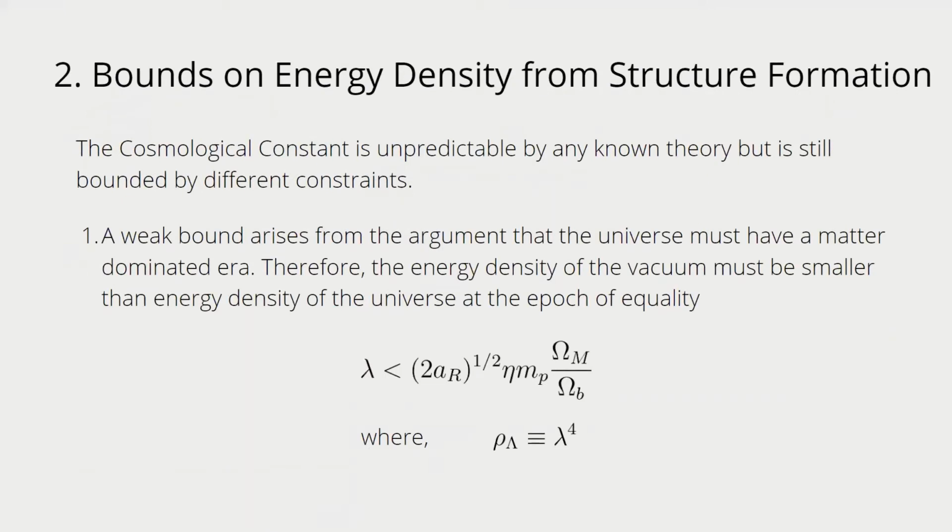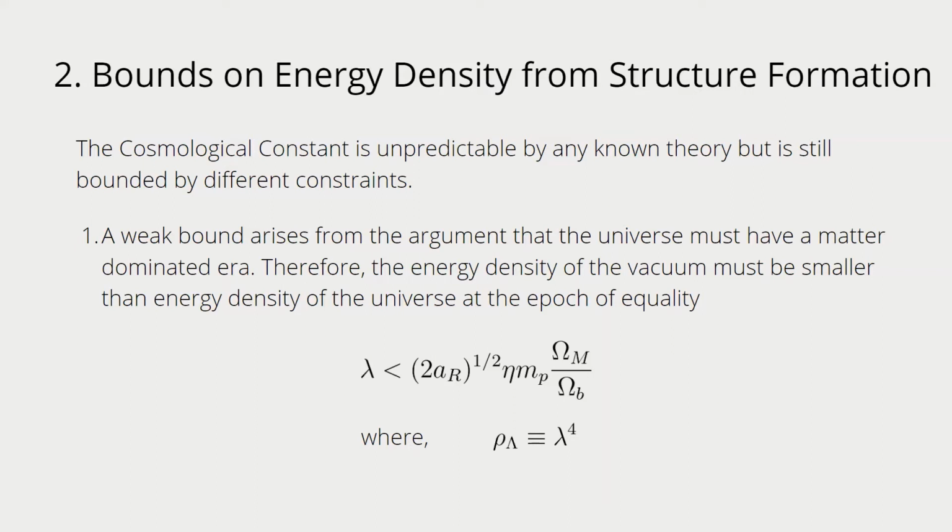Although the vacuum energy density is not predictable by any theory, its value in our universe is nonetheless constrained by cosmological considerations. So we put two constraints on this. First one is a weak bound which arises from the argument that the universe must have a matter-dominated era. Therefore, the energy density of the vacuum must be smaller than the energy density of the universe at the epoch of equality, which gives the following relation.